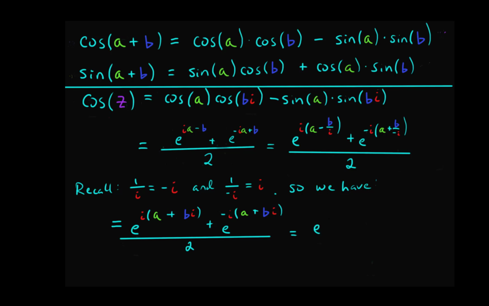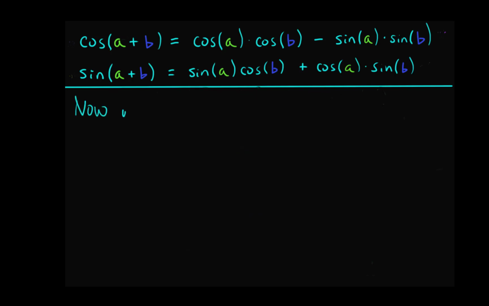But a plus bi just equals z. So we end up with cosine z equals e to the iz plus e to the negative iz all over 2. And we've proved this identity for the complex case. We've extended the cosine function to all complex numbers. So now let's use the same strategy to derive the formula for the sine of a complex number, z.